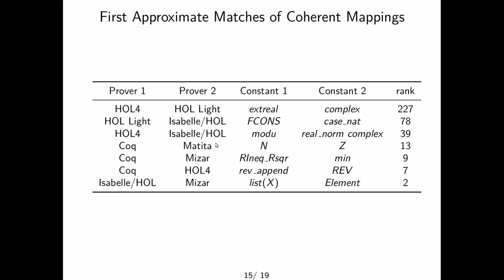But for example, for Isabelle and Mizar, it doesn't work as well, and we get a wrong match very early. For Coq and HOL4, we also get a wrong match very early, but if you ignore this, it's actually not that bad, and we get a lot of good matches even after the first wrong match, because sometimes the first wrong match propagates and sometimes it doesn't, depending on how important this match is.